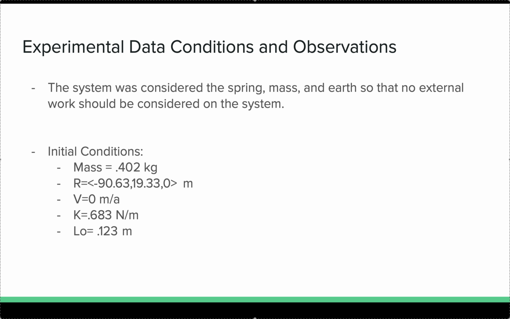As for the initial conditions, we left our mass as 0.402 kilograms. Our initial position was negative 90.63, 19.33, and 0 meters. This might seem a little bit misleading, but it's basically because there was no scale in the actual demonstration, but even scaled up units are just scaled by a factor, so the data should be perfect. Our initial velocity was considered to be 0, as it's the time it was released. Our spring constant was 0.683 newton meters, and our L naught, like resting state, was 0.123 meters.